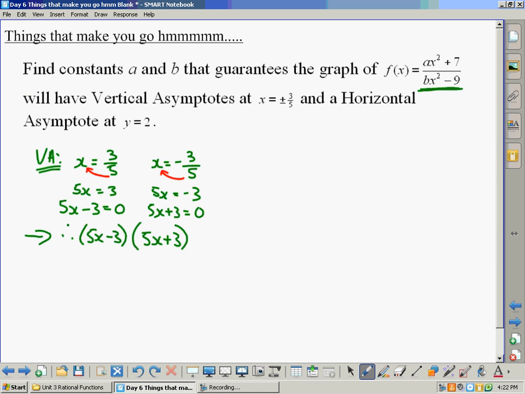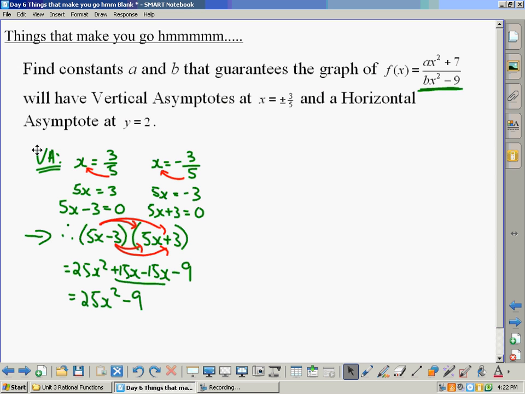You can see it also by doing this. Rainbow this out. 5x times 5x is, of course, 25x squared. 5x times plus 3 is plus 15x. Then the negative 3 times the 5x is minus 15x. And the last one is minus 9. Of course, the 15x terms disappear because there's a positive and a minus, and we're left with 25x squared minus 9, which means that b must be 25. So I've solved half of the problem.